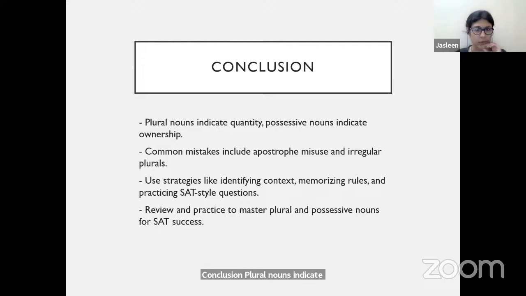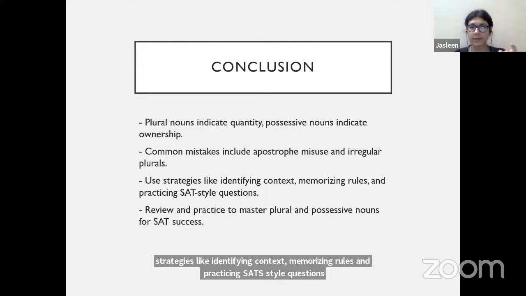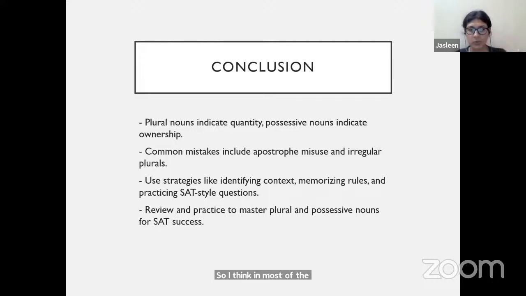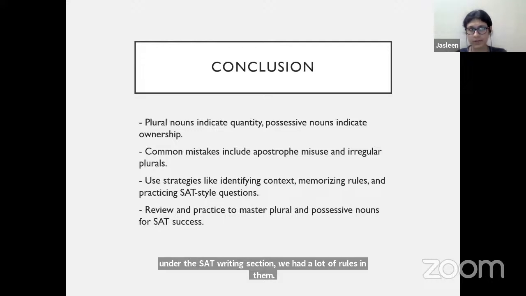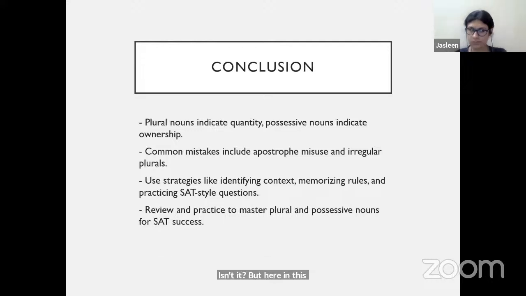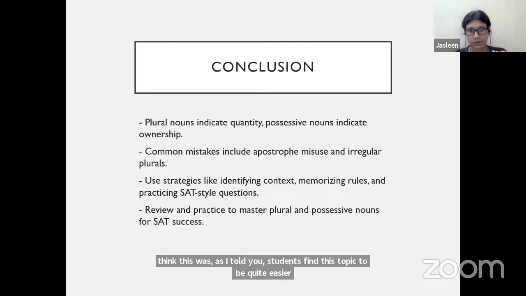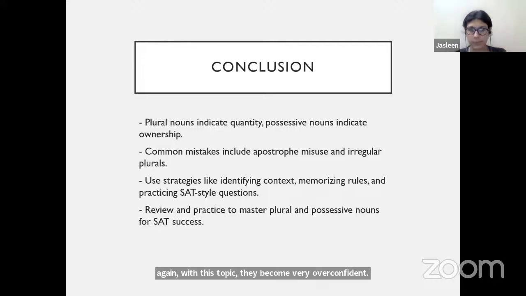Conclusion. Plural nouns indicate quantity, possessive nouns indicate ownership. Common mistakes include apostrophe misuse in irregular plurals. Use strategies like identifying context, memorizing rules, and practicing SAT style questions. In most of the topics that we have covered under the SAT writing section, we had a lot of rules, isn't it? But in this topic, as I told you, students find it quite easy, and then they become very overconfident. They don't have to become overconfident with this topic because it does not have any such rules.